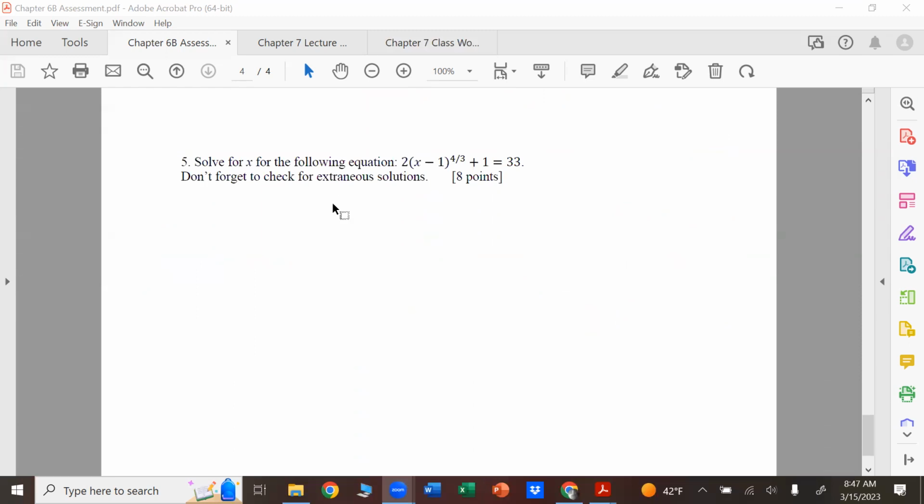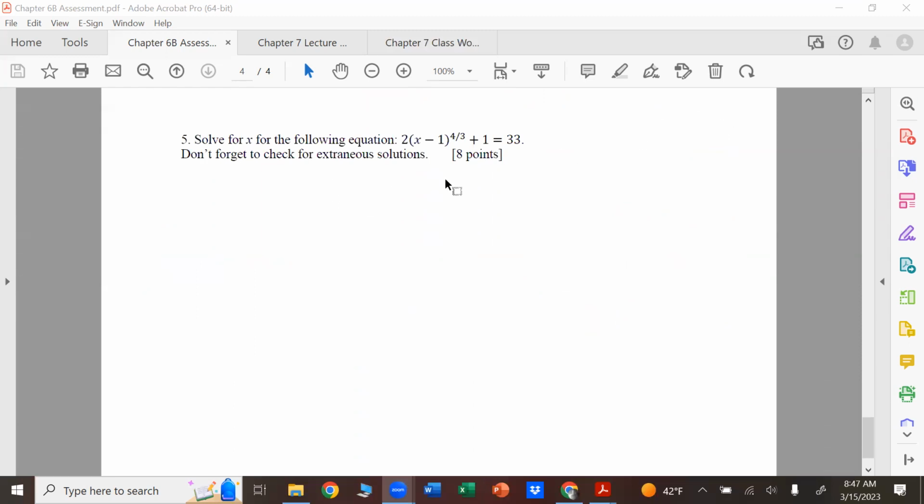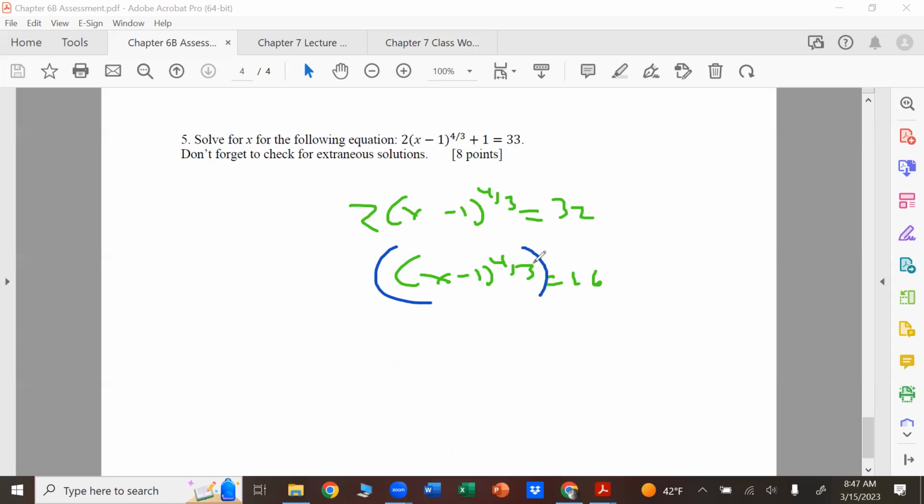And then lastly, this one here, you got to subtract the 1 and divide by 2. You subtract the 1, you get 32. Divide by 2, you get 16, of course. Then you have to raise both sides to the 3/4 power. But when doing that, that's actually going to involve a 4th root. So you're really 4th rooting, right? So that's plus or minus. Plus or minus, and then 4th root of 16 is 2.